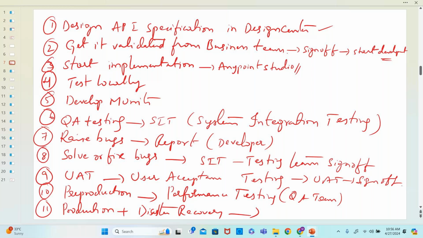Start testing locally, debug it, and check whether it is as per the expected behavior or not. Once it is tested locally and complete, then you can go for a peer code review. Peer code review means what exactly? You are a developer, and there is another senior developer who can check your entire code, what steps you followed, and whether you did it in an efficient manner or not.